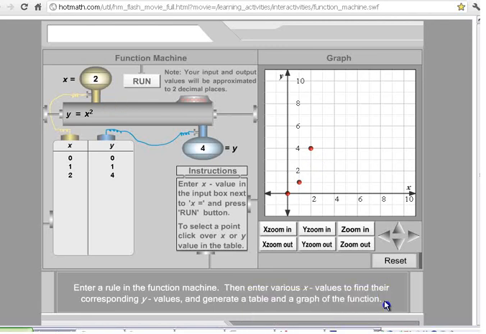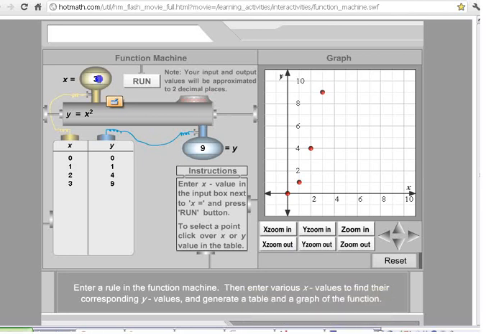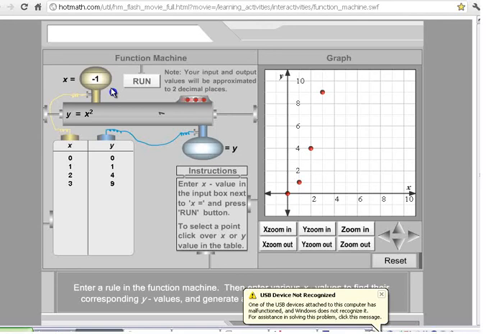If I put in another number here, if I put in 3, it's going to be 9. If I put in a negative, you'll really see that it's not a linear function. Negative 1, what does negative 1 do? You square a negative, it becomes positive, right? Negative 1 gives you positive 1. Positive 1 gives you positive 1.